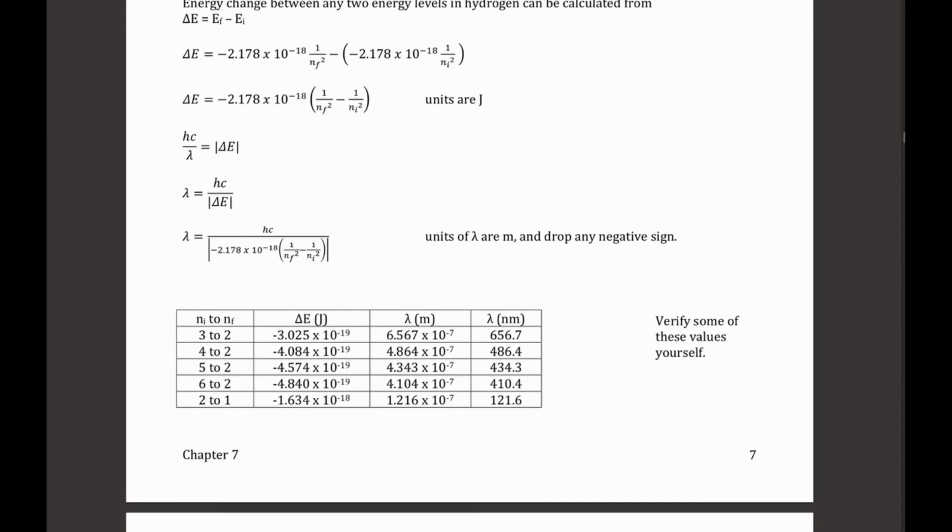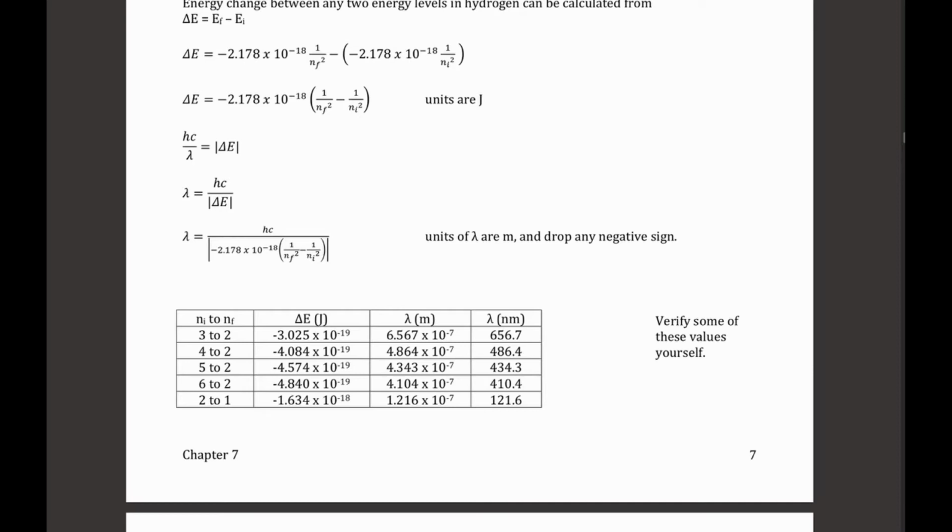Alrighty, now the energy change in the atom corresponds to a photon of light given off or absorbed. So we have that hc over lambda is equal to the absolute value of delta E, or lambda is equal to hc over delta E. And you could see what lambda would come out to be, hc over, putting in our delta E equation that we developed up above. And the units of the wavelength are meters, and drop any negative sign as the absolute value symbolism implies.